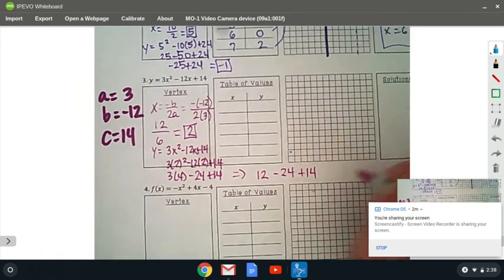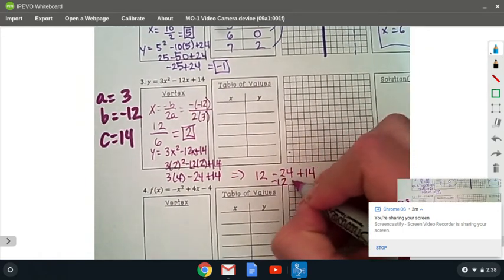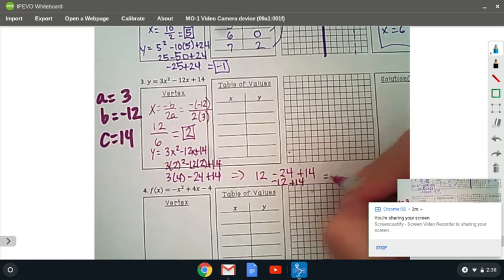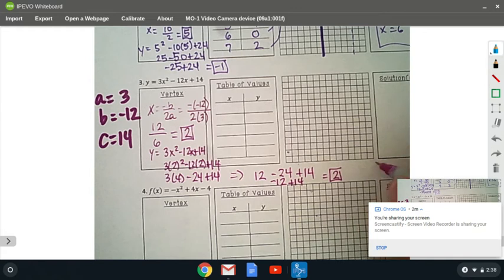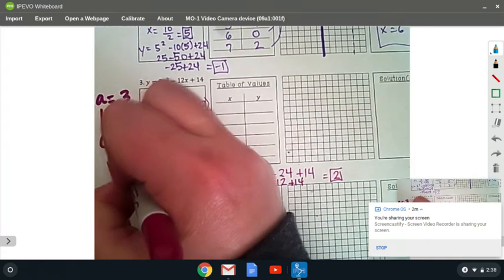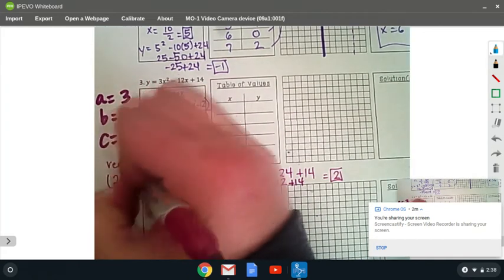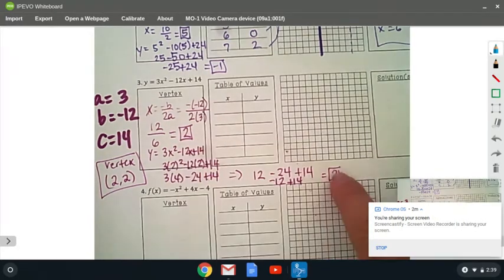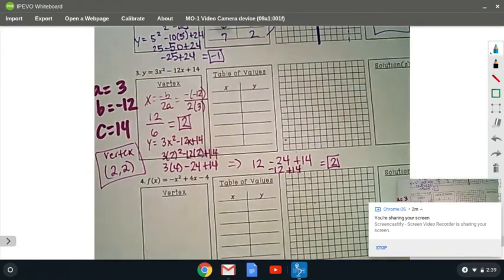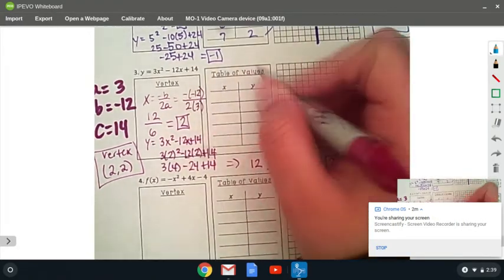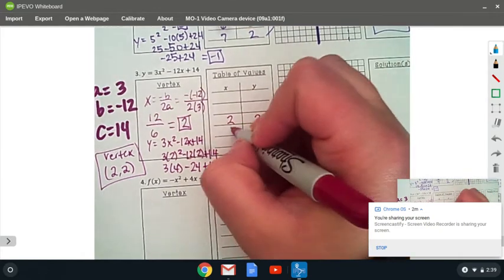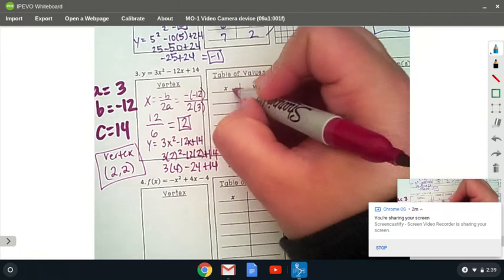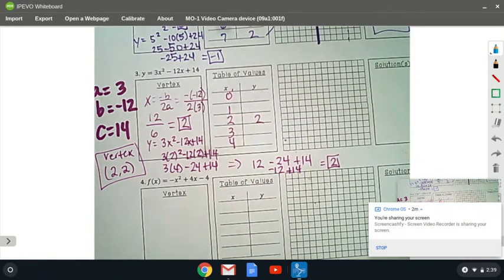12 minus 24, that's going to give me a -12 plus 14. -12 plus 14, that gives me a positive 2. So my vertex is 2, 2. I got an x of 2 and a y of 2. So in the middle of my table of values, I'm going to put 2 and 2. I'm going to go up here, so 3, 4. Down from here, 1, 0.